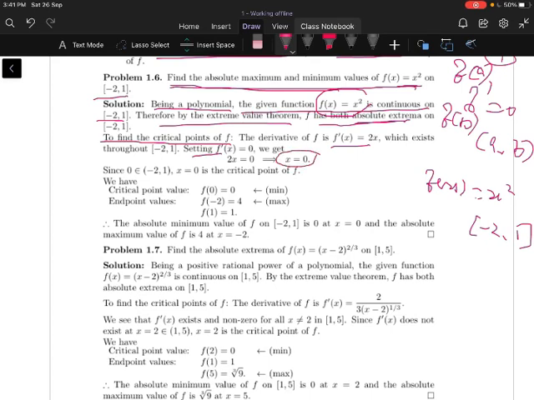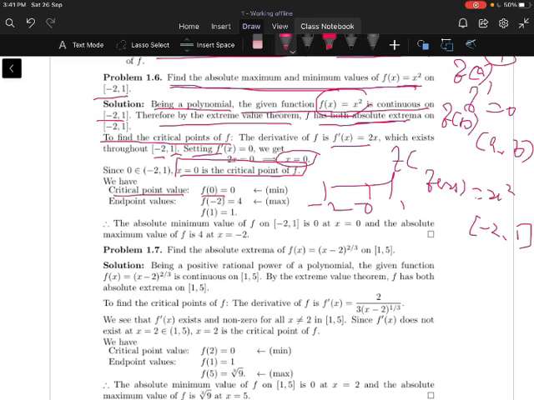x = 0 lies in the interval [-2, 1]. So 0 lies in the interval [-2, 1]. Therefore, x = 0 is a critical point of the function f. Now, what to do to find the absolute maximum and absolute minimum value? You have to find the f value at x equal to -2, 1 and the critical points.